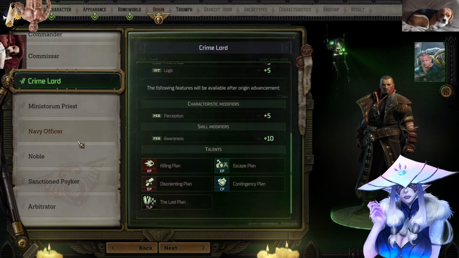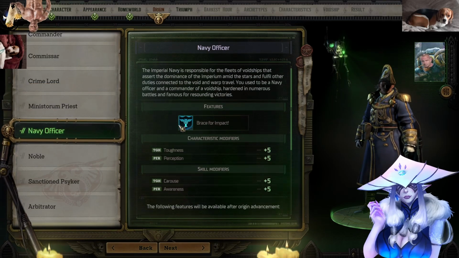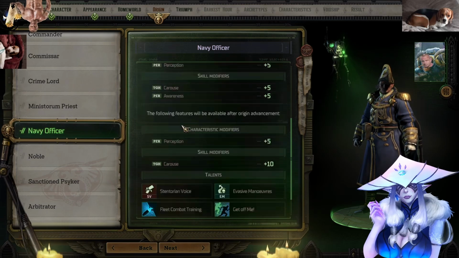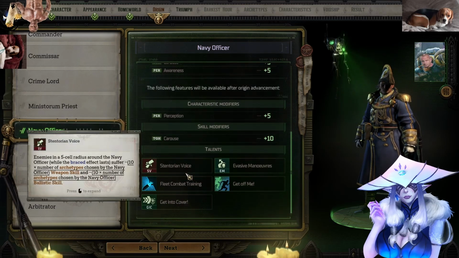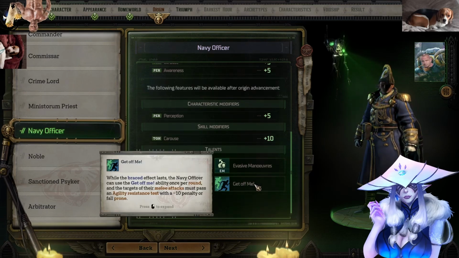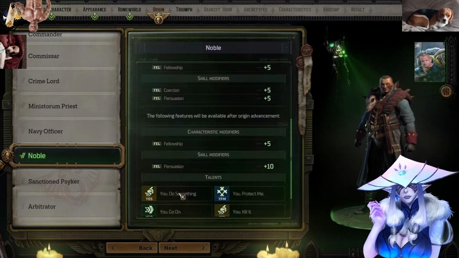So all I'm seeing that could fit. What does this do? The Imperial Navy. The Navy has a bracing effect on each ally. Okay. Okay, gives something to others. Stentorian voice. Evasive maneuvers, get off me. No. Get into cover. No!